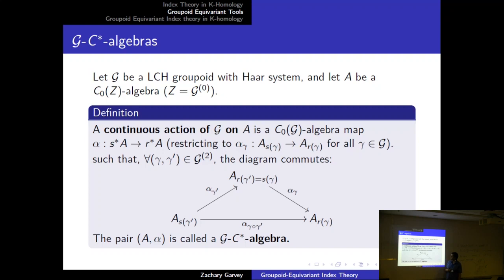And for it to be an action means that this has to be composable. So if you do alpha gamma prime, then alpha gamma, it should be the same as alpha of gamma composed with gamma prime. Okay. The reason that we define it in this kind of weird way is just to make sure that it's continuously defined. It's not doing anything kind of weird. So if you actually ignore that it comes from one of these things, I think it's just called a G action, but if it comes from one of these things, then it's a continuous G action. And I'm only going to be interested in continuous G actions here.